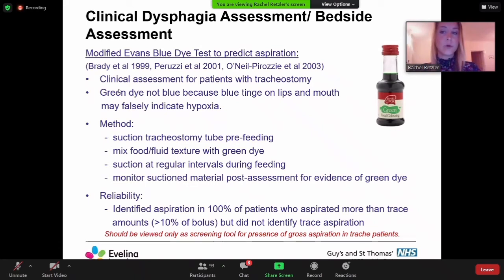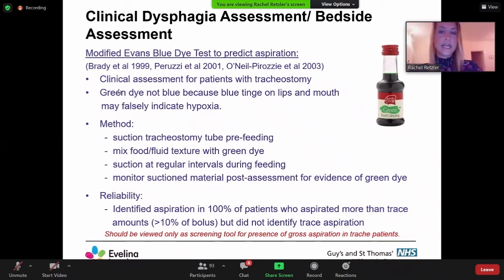So 10% or more of the bolus failed to identify trace aspiration. In a Parisi et al. study, it looked at simultaneous VF and dye testing in 20 subjects, investigating effects of consistency. They concluded that positive results provided useful information, but negative results should be viewed cautiously.